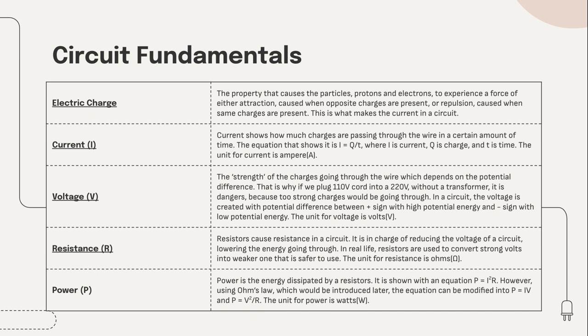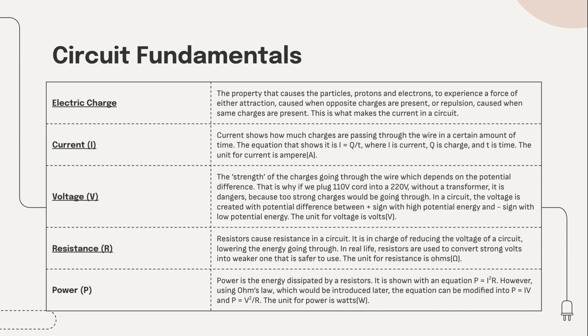Voltage simply is the strength of the charges going through the wire, which depends on the potential difference. That is why if you plug a 110-volt cord into a 220-volt outlet without a transformer, it is dangerous because two strong charges will be going through. In a circuit, the voltage is created with a potential difference between the positive sign with high potential energy and the negative sign with low potential energy. The unit for voltage is volts.